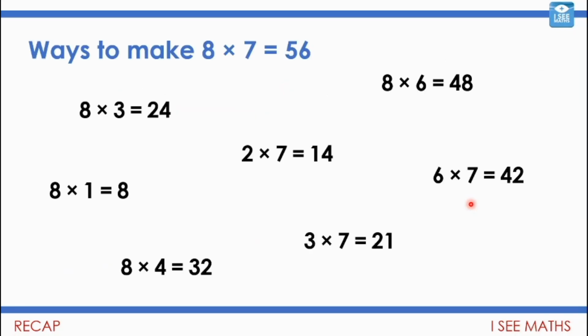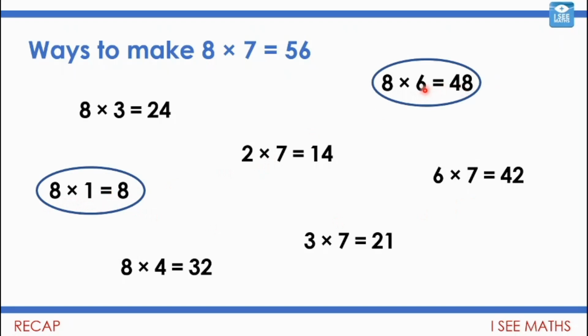Now, ways to make 8 times 7 equals 56. So I've put some different parts for that calculation that we could have. And I'm going to show you one pair that you could use. So you could have 8 times 1 is 8, and 8 times 6 is 48. And so what I've done is I've split the 7 up into 6 and 1. 8 times 1 and 8 times 6 in total is 8 times 7. Now, pause the video. Can you find any other pairs, any other combinations to make up that 8 times 7?